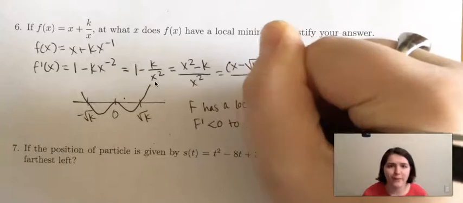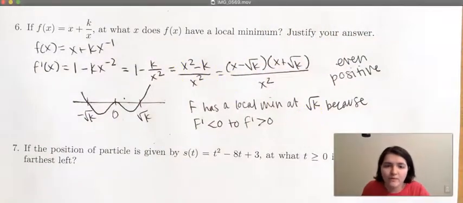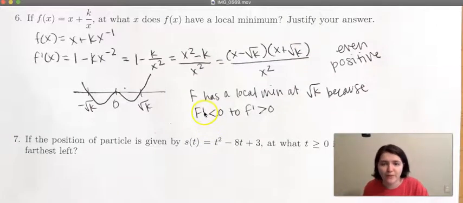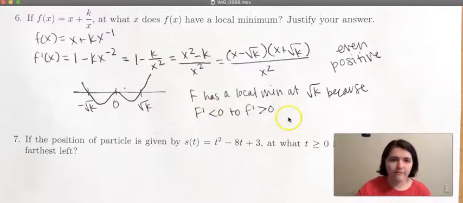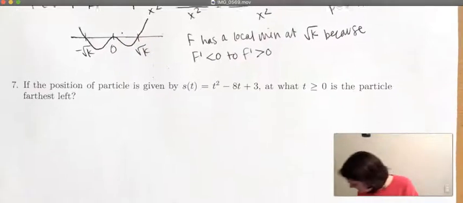And to find our local min, we know that f has a local min where the derivative goes from negative to positive, so we know it's negative here, positive here. So f has a local min at root k, negative to positive. There we go.